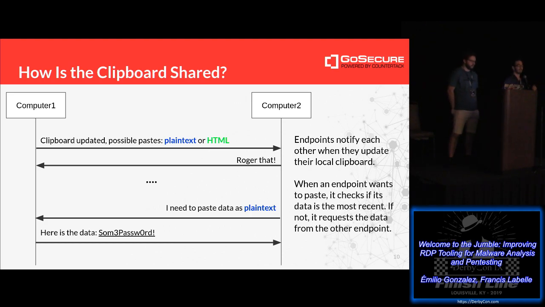So if I'm a client and I connect to an RDP server and I copy something on my machine, my client is going to tell the server, my clipboard has been updated, and if you want, you can paste it as, for example, plain text or HTML. And the server is going to acknowledge that. And when the server wants to paste the data, it's going to say, okay, I want the data as plain text, please give it to me. And the client's going to give it. And it works both ways. So from the server to the client, it's the same process.